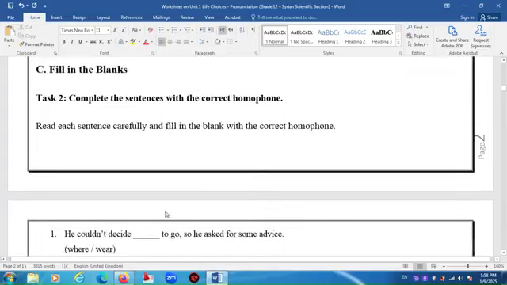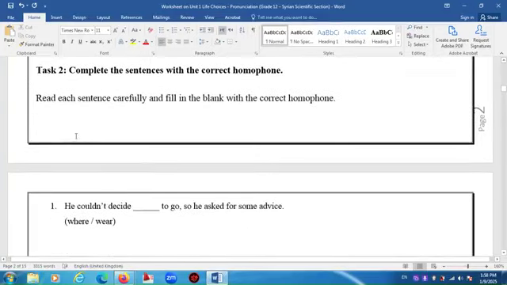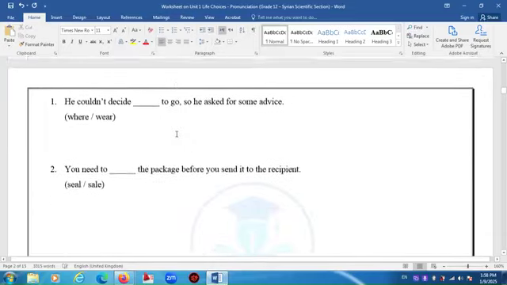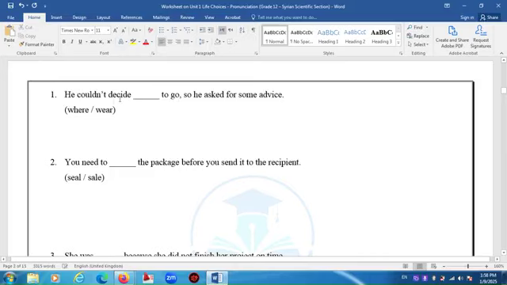Another question. Fill in the blanks. Complete the sentences with the correct homophone. Read each sentence carefully and fill in the blank with the correct homophone. Number 1. He couldn't decide where to go, so he asked for some advice. WH word of asking. Where to go.